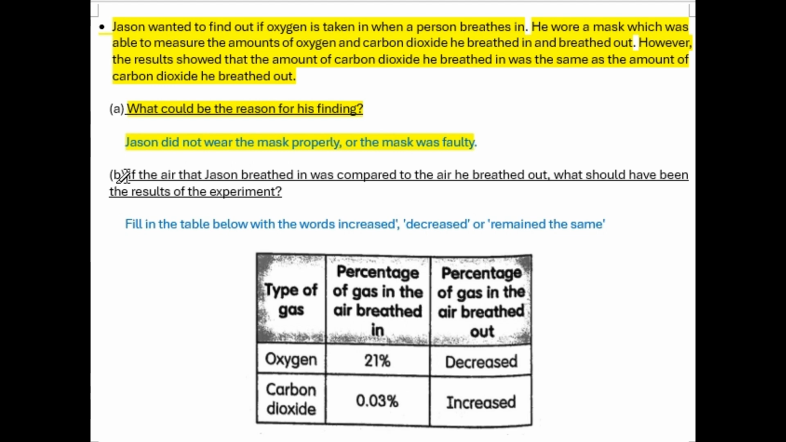B. If the air that Jason breathed in was compared to the air he breathed out, what should have been the results of the experiment? Fill in the table below with the words increased, decreased, or remained the same.